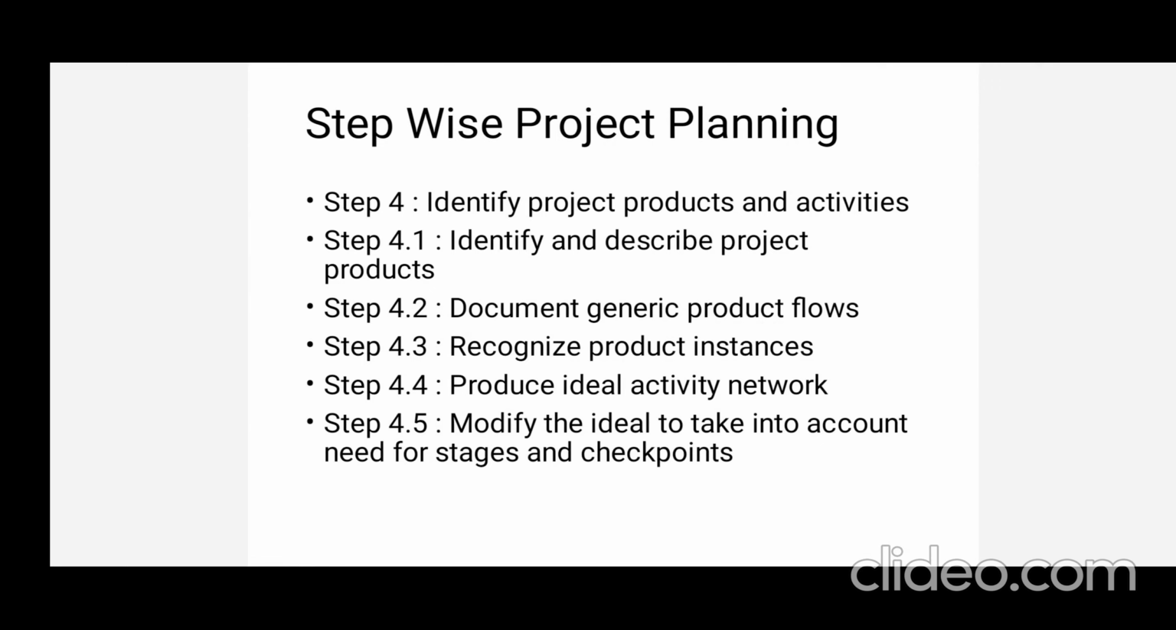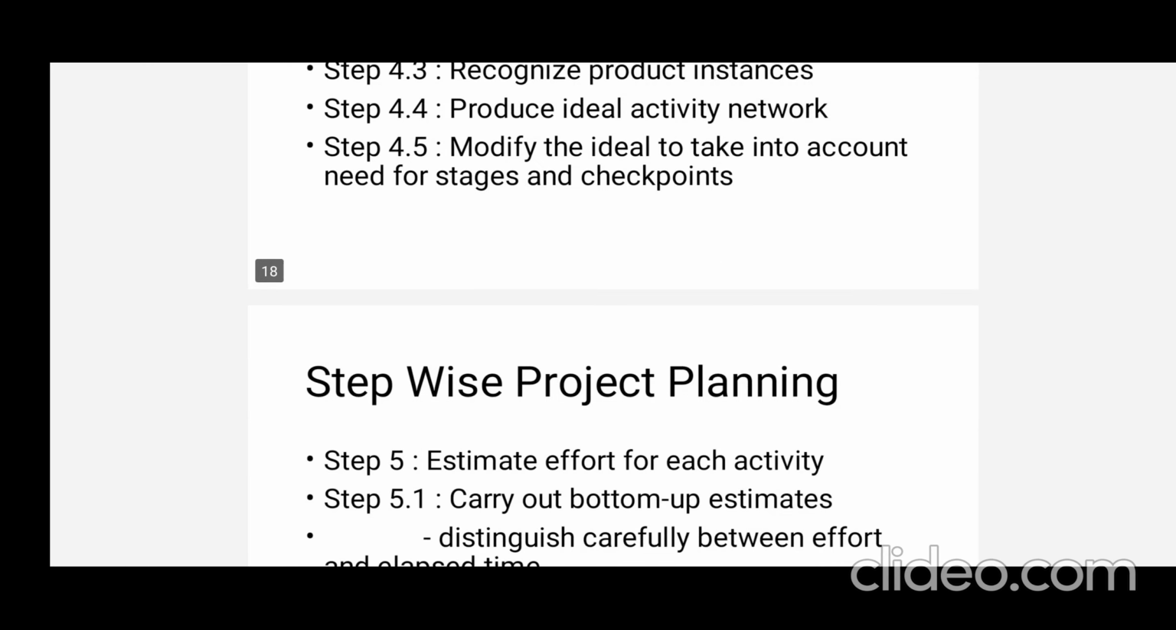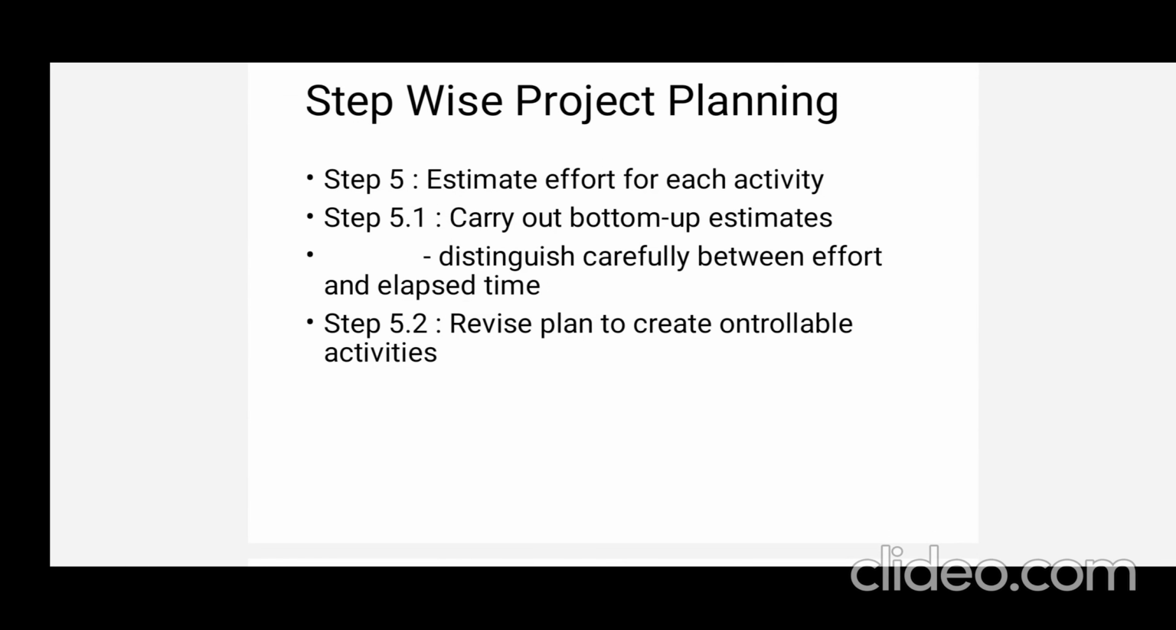Under this, many sub-steps are there: identify and describe project products, document generic product flows, recognize product instances, produce ideal activity network, and modify the ideal to take into account the need for stages and checkpoints. And then step 5, estimate the effort for each activity, carry out bottom-up estimates, distinguish carefully between effort and elapsed time, and revise the plan to create controllable activities.